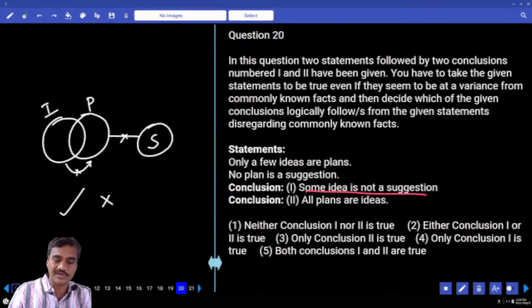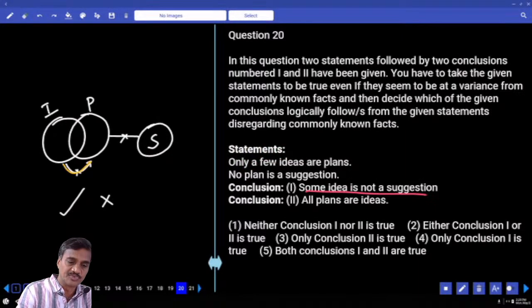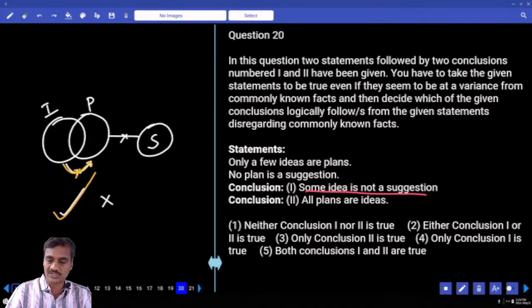Now some ideas are not suggestion. To make this one false, I need to prove all ideas are suggestion. This entire idea must be part of this suggestion. Is it possible to bring this one? No. Hence, it is not possible. The alternate diagram cannot be done. This will be true forever. And so what is your answer? Only one, that is choice one for question number 20.